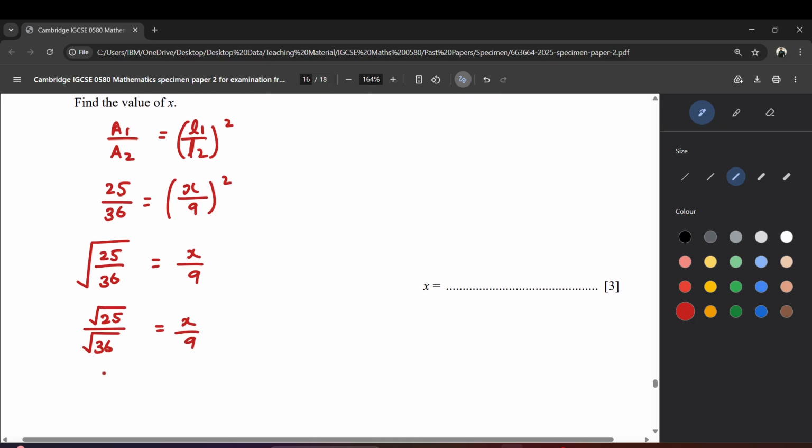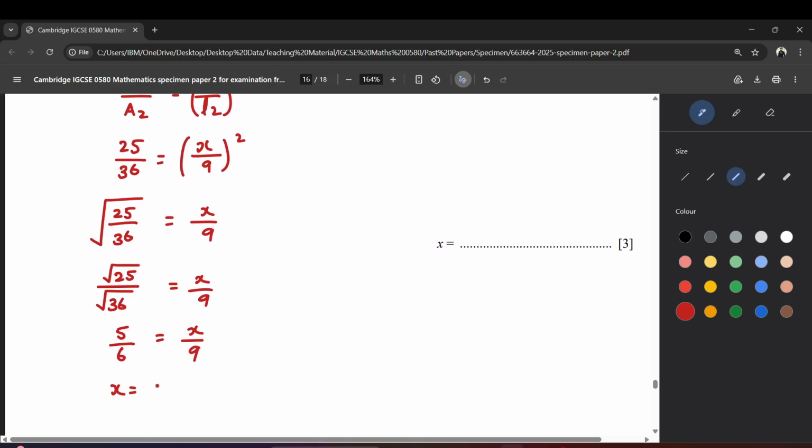Root of 25 will be 5, the root of 36 is going to be 6, so 5 upon 6 equals x upon 9. Multiply 9 to the other side, so you have 5 over 6 multiply by 9. Simplify with 3, so this becomes 2, this becomes 3. So therefore your answer is 15 upon 2, which is 7.5 centimeters.